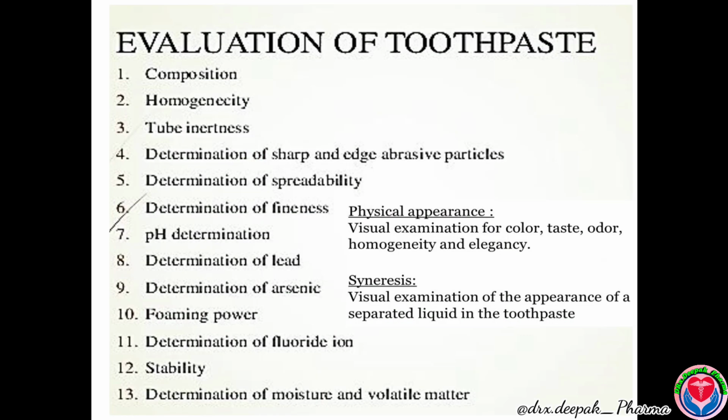Now, the evaluation parameters for toothpaste. First is composition homogeneity, meaning within one phase you have to make the toothpaste in one form. Then tube inertness, determination of sharp and edged abrasive particles, determination of spreadability, determination of fineness, physical appearance, visual, color, taste, odor, elegancy. All these we have to determine.